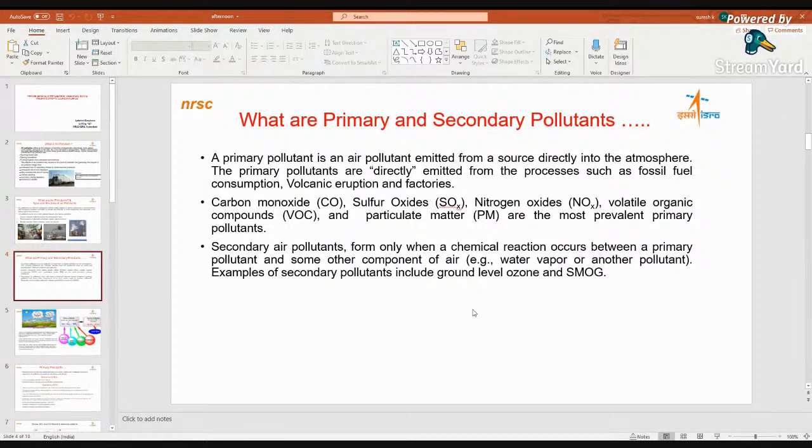And secondary air pollutants form when a chemical reaction occurs between a primary pollutant and some other component of air, so we call it a secondary pollutant. For example, ground level ozone and smog. They occur when a reaction occurs between a primary pollutant and some other component of air, that is water vapor or another pollutant. Primary is directly emitted from a source. Secondary occurs when a reaction occurs between a primary pollutant and some other component. Some examples of secondary pollutants are ground level ozone and smog.